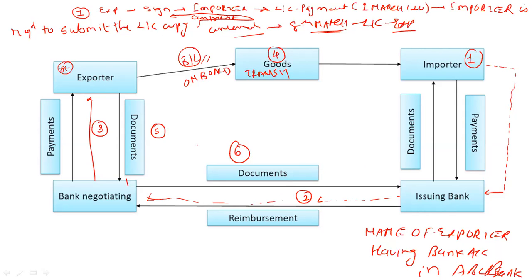Just look at this, the word. This is what steps 5 and 6 are. Once the exporter submits the documents, he immediately receives the payment from the negotiating bank. And once the negotiating bank submits the documents, the issuing bank reimburses that payment. Now all the documents are with whom? All the documents are with the issuing bank, who actually paid for this entire export transaction.